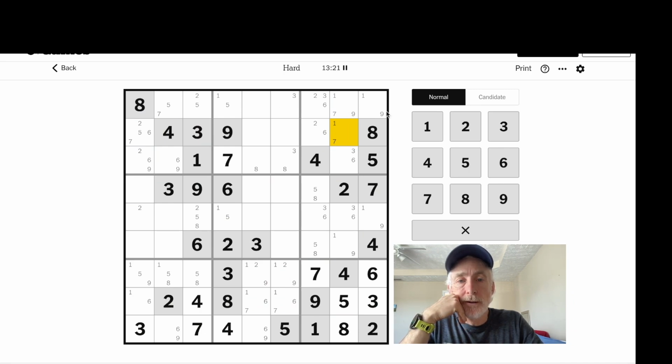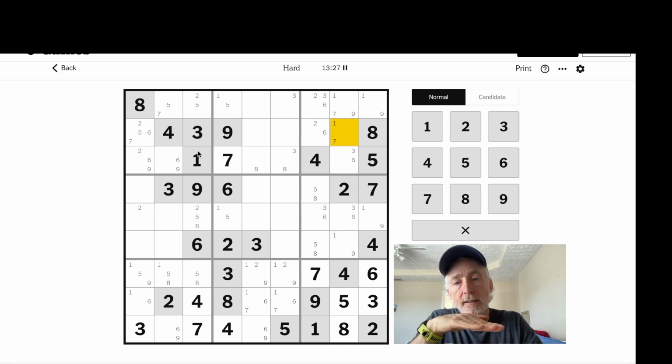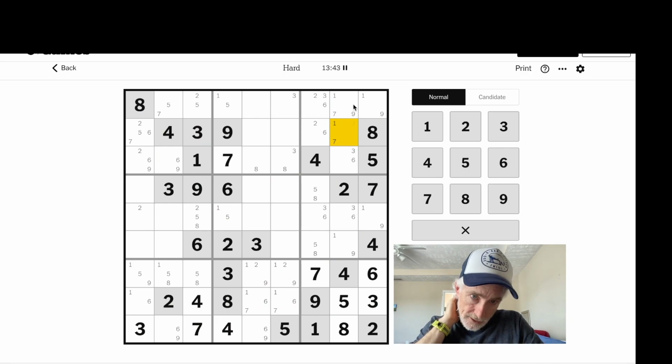The digits 1, 5, 7, 9. If you just look at the top row, don't worry about the box or anything else. Just look at the top row. We've determined this can only be a 5, 7. This can only be a 2, 5. This can only be 1, 5. We haven't looked at these cells yet. This can only be 2, 3, 6. This can only be 1, 7, 9, and this can only be 1, 9.